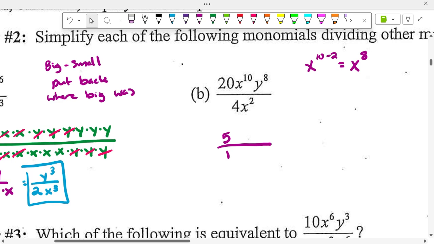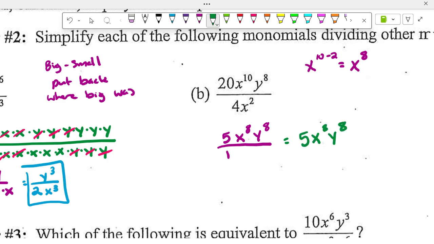Now, I need to put that x to the 8th on the side of the fraction bar where it was originally. All right, so wherever the big exponent was originally, that's where I'm going to put that x to the 8th. So where do I put it, numerator or denominator? Numerator. So we're going to put x to the 8th up here, and nothing goes back to the denominator. Now, y to the 8th, since there's nothing to divide by, we leave it up here. Now, this entire fraction is over 1. So what truly is my answer? 5x to the 8th, y to the 8th.